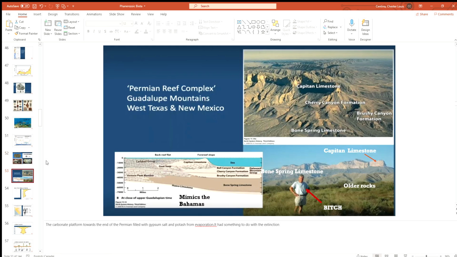Okay, Permian Reef complex right here. So basically, this is a carbonate platform, and then towards the end of the Permian, it was filled with gypsum, salt, and potash from the evaporation. So this kind of mimics the Bahamas. You see, this is the Capitan limestone right here. These are older rocks, and this is the Bone Spring limestone, which is right here, in this mountain.